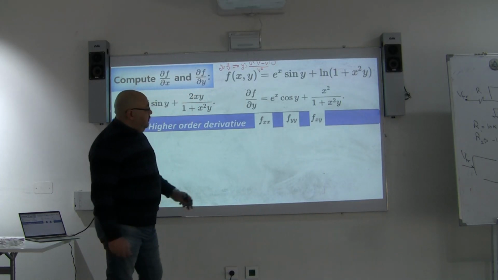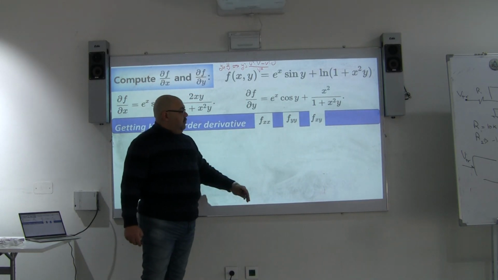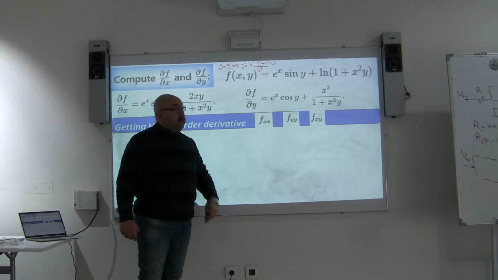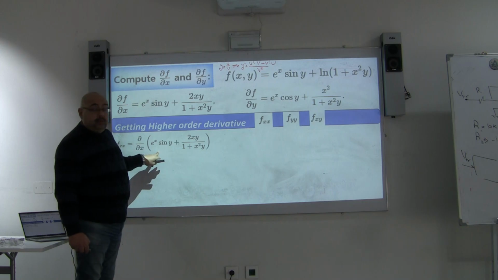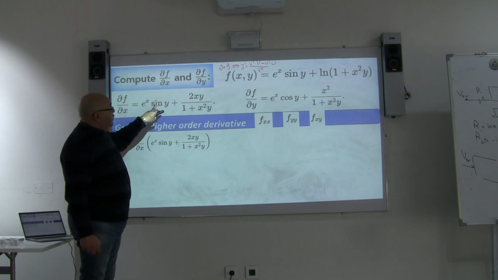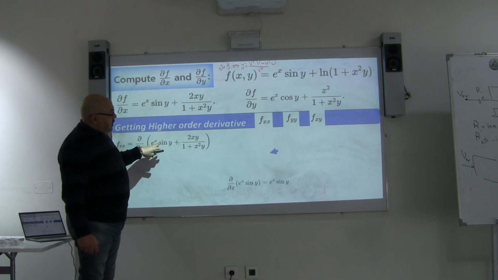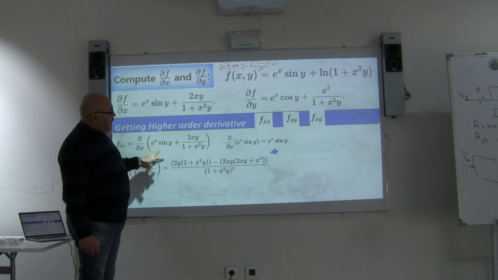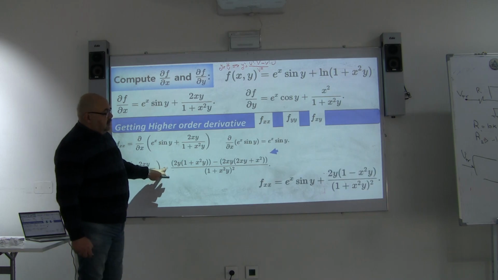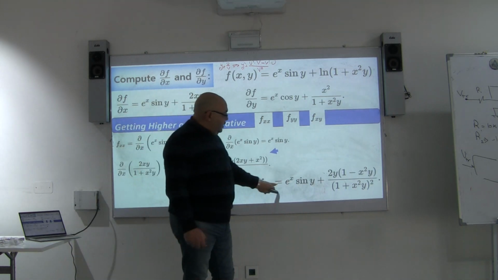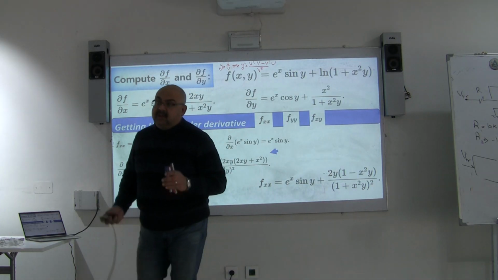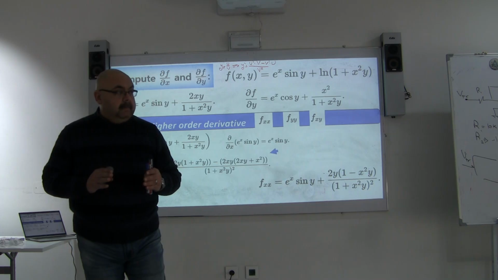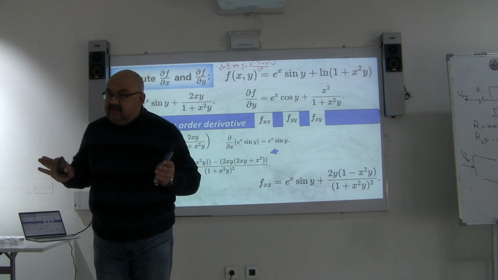In a similar manner, if I want to get the second derivative with respect to x, the second derivative with respect to y, or the mixed derivative, all of them are really very easy to do. It means I will take the first derivative and differentiate it again. Here we go. That's the derivative of each part. This is the first part, and that's the second part. Just simplifying it, you will end up having e to the x sine y plus 2y times 1 minus x squared y. Of course, I can take some common parts or just leave it as it is.